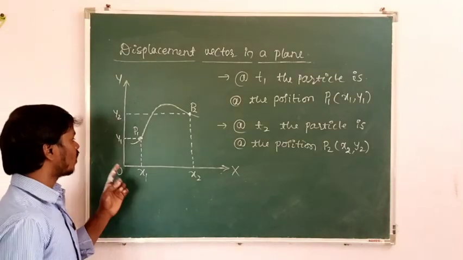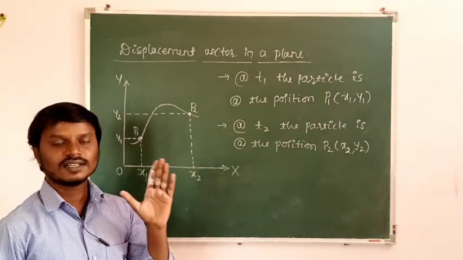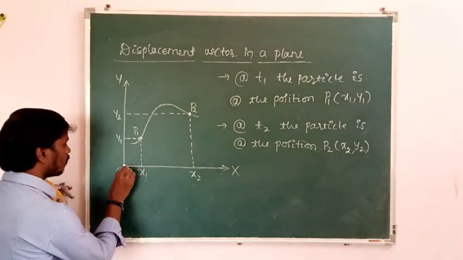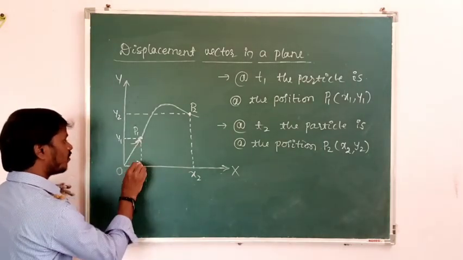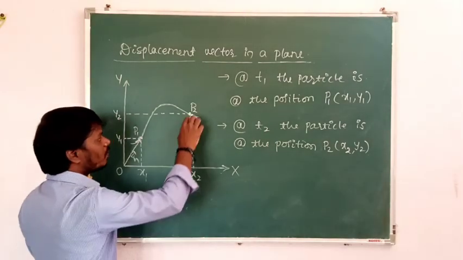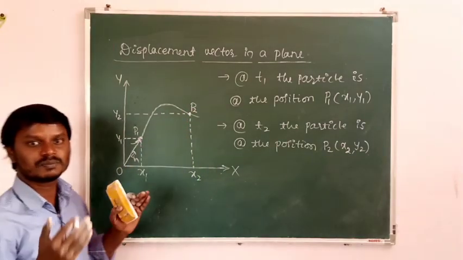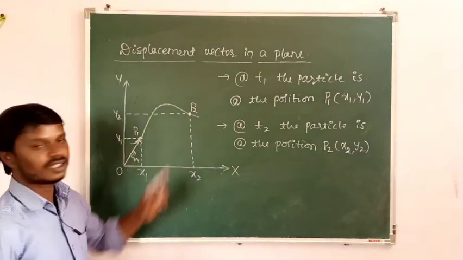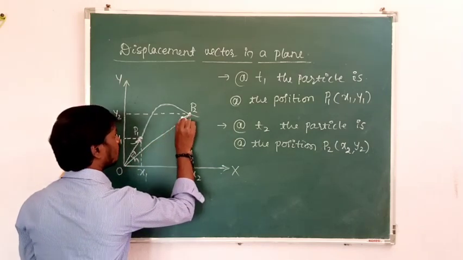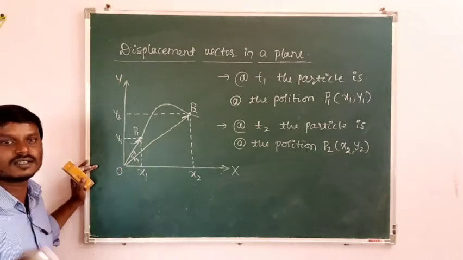Then what is the position vector of the particle when the particle is at p1? Position vector means a line vector drawn from the origin to the position of the particle in a plane. This position vector is taken as r1. Then in order to find the position of the particle when it is at p2, again we draw the position vector from the origin to the position of the particle. So again it is a line vector drawn from the origin to the position of the particle. It is called the position vector. It is r2.